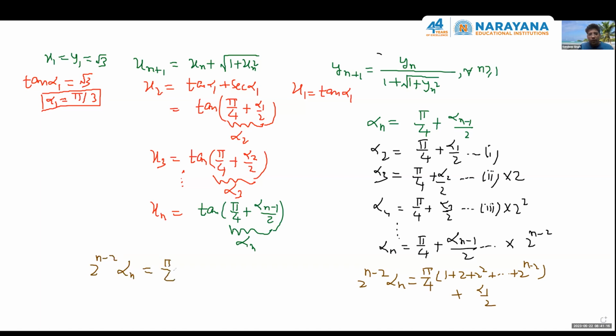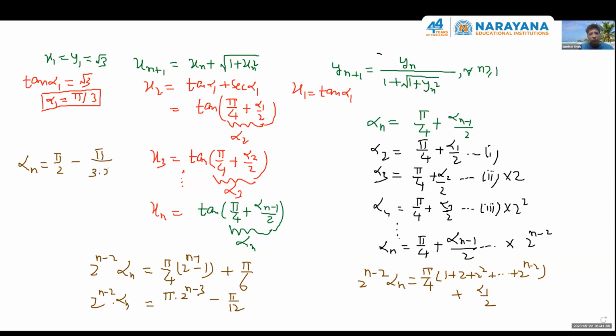Now 2 power n minus 2 alpha n. You can observe this is pi by 4. How many terms are there? N minus 1 terms are there. Correct? And plus alpha 1. Alpha 1 you already know, pi by 3, so this is pi by 6. So this will be pi into 2 power n minus 3 minus pi by 12. Is that clear? This is 2 power n minus 2 alpha n. So what is alpha n that you have obtained? This is pi by 2 minus pi by 12 into 2 power n minus 2, divided by 2 power n minus 2.